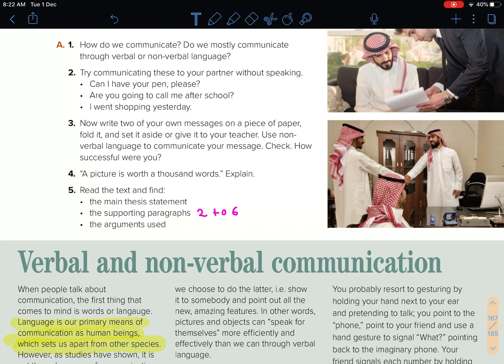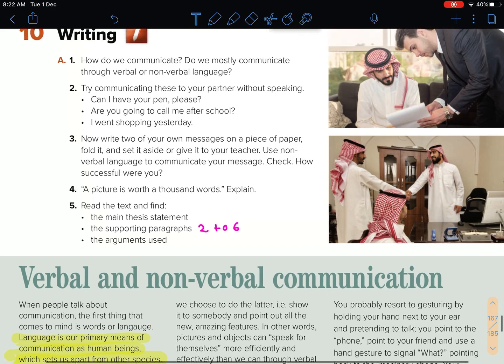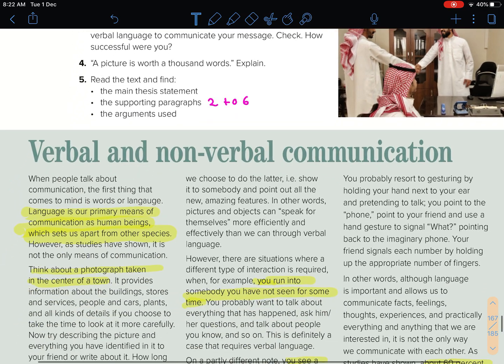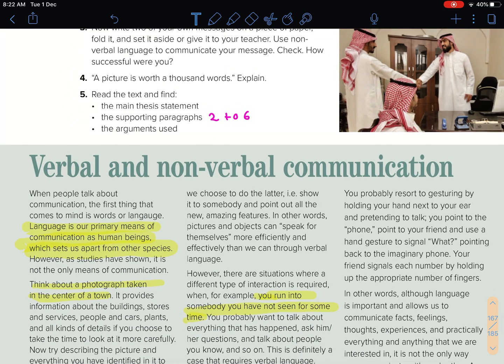طبعا ممكن تكتبون message on a piece of paper وتعطون المدرس, or you can set it aside وتحاولون توصلون الرسالة الموجودة في هذه المسج بدون speaking. Okay, afterwards you can check if they got your message or not, يعني if you were successful or not. Okay, so right now let's move on to the 4th question.